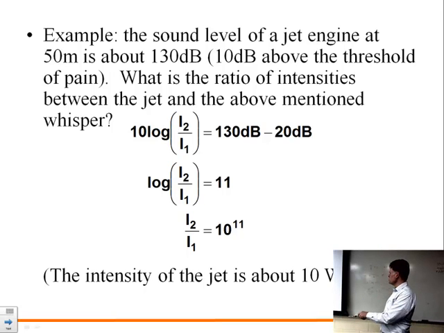So the intensity of the jet is, now if I plug this into what we know, I'm sorry, this was 10 to the minus 10 watts per meter squared times 10 to the 11th, which gives me about 10 watts per meter squared. So the jet engine is giving you an intensity of about 10 watts for every square meter of window that it's going through, at that distance away, 50 meters. Questions?